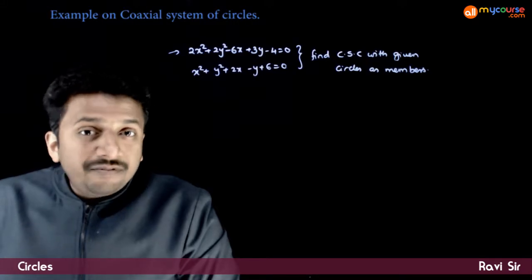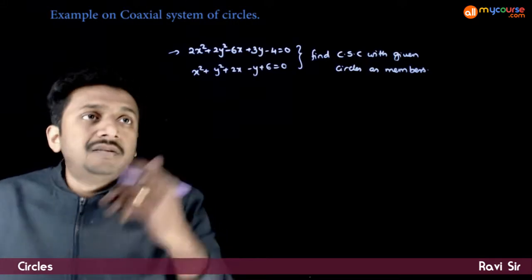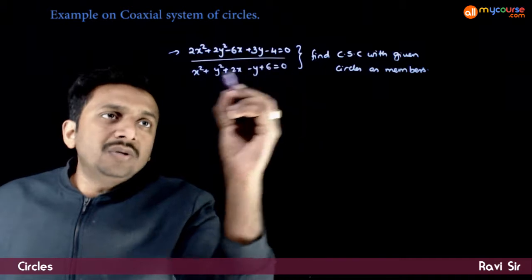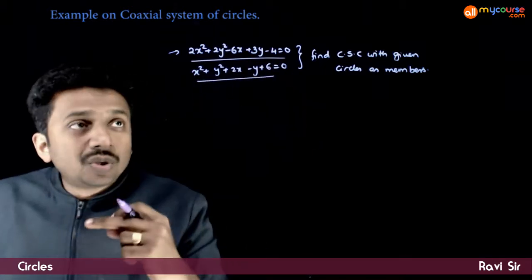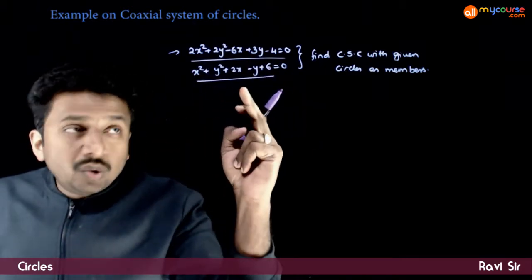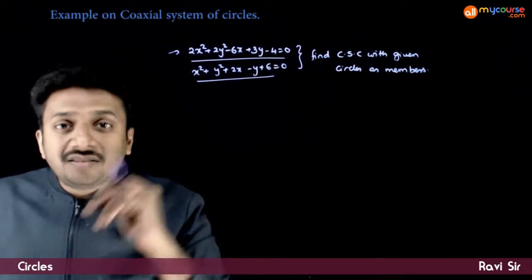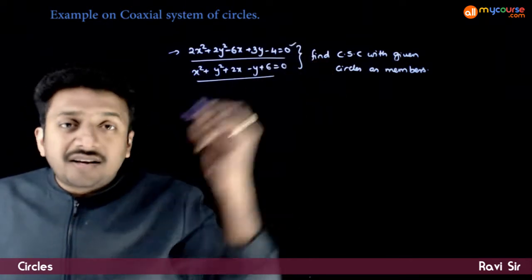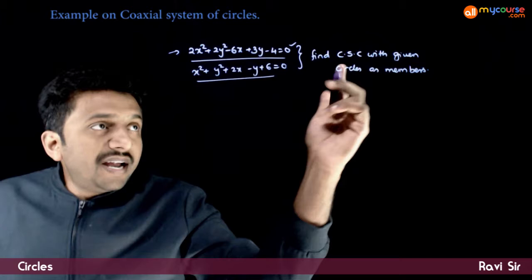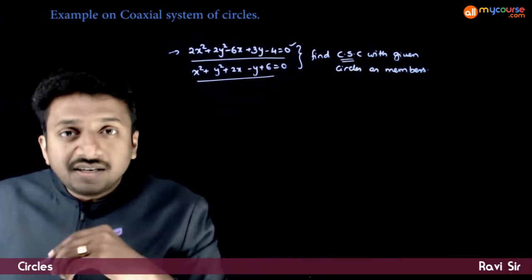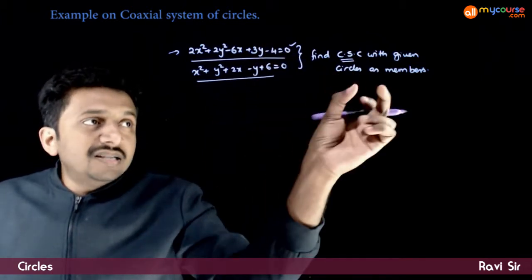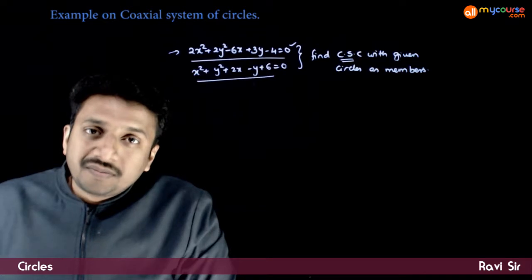So let us take a very simple example. You're given two circles, x square plus y square plus 2x minus y plus 6 is equal to 0, and this circle. You're asked to find the coaxial system of circles with the given circles as members.